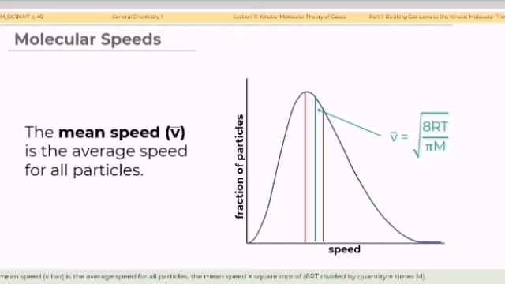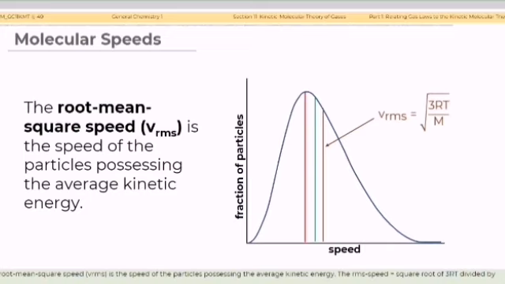The mean speed, or v bar, is the average speed for all particles. The mean speed is equal to the square root of 8 RT divided by the quantity pi times m. The root mean square speed, or VRMS, is the speed of the particles possessing the average kinetic energy. The RMS speed is the square root of 3 RT divided by m.